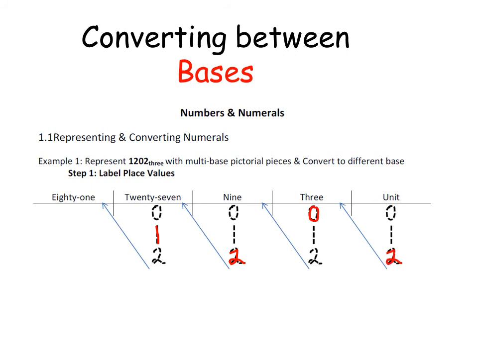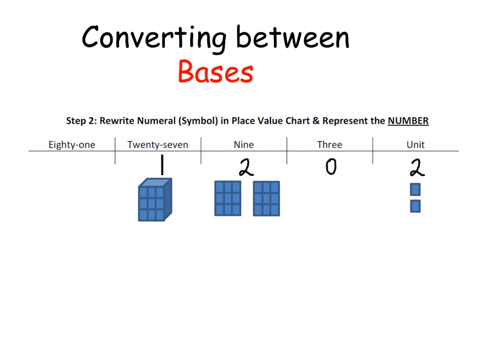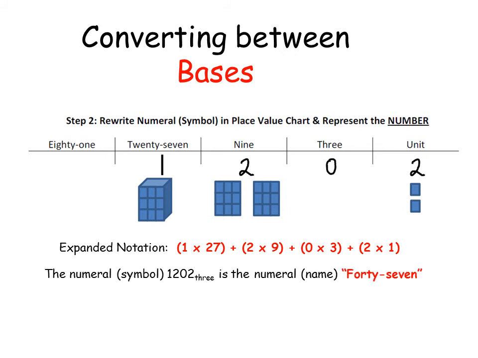The importance of expanded notation is that it helps us to see how digits in specific place values expand out to the actual numeral name for that value. So this is the representation 1202: one group of 27, two groups of 9, two groups of 1. Expanded out, you would have this expression: one group of 27 plus two groups of 9 plus 0 groups of 3 plus two groups of 1 gives a numeral name of 47 for the numeral 1202 in base 3.